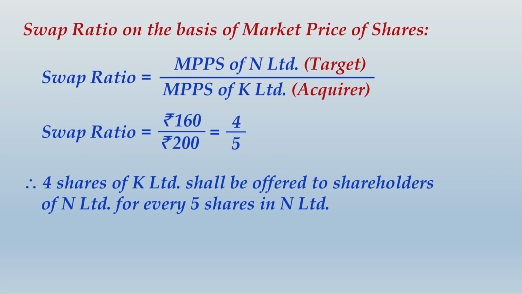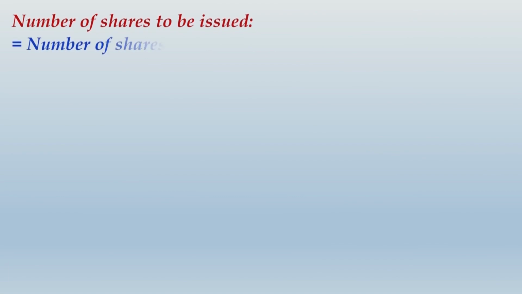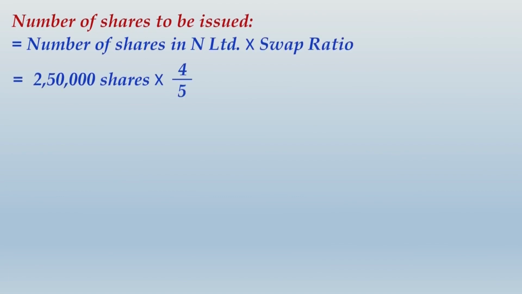Alright friends, you would have finished writing this much. Let us move ahead, and now what we do is we find out the number of shares to be issued, and you know it very well. It is the number of shares in target company, that is N Limited, multiplied by swap ratio. So that will be 2,50,000 shares into 4 by 5, resulting into 2 lakh shares.